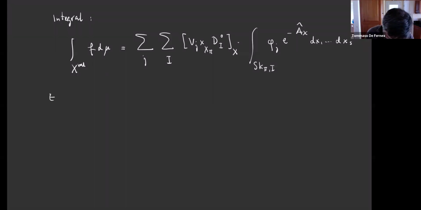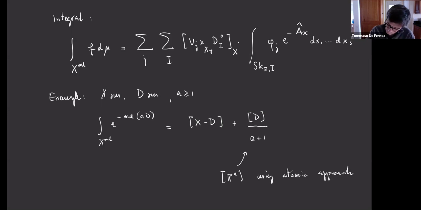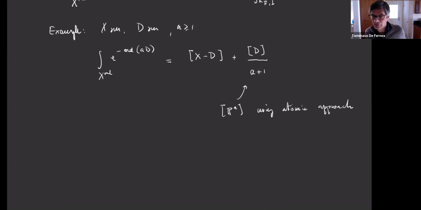Okay, so if we do the example, suppose x is smooth and a is greater than 1, then the integral of e to the minus the order of a d. Well, maybe I skip this, let me just say what the output is, so you can compare it with a simple integral. So the denominator, before it was a projective space, but now we get this Euler characteristic. So this will be the projective space using the atomic approach. So in a way, you can say that this point of view really recovers the original integration.